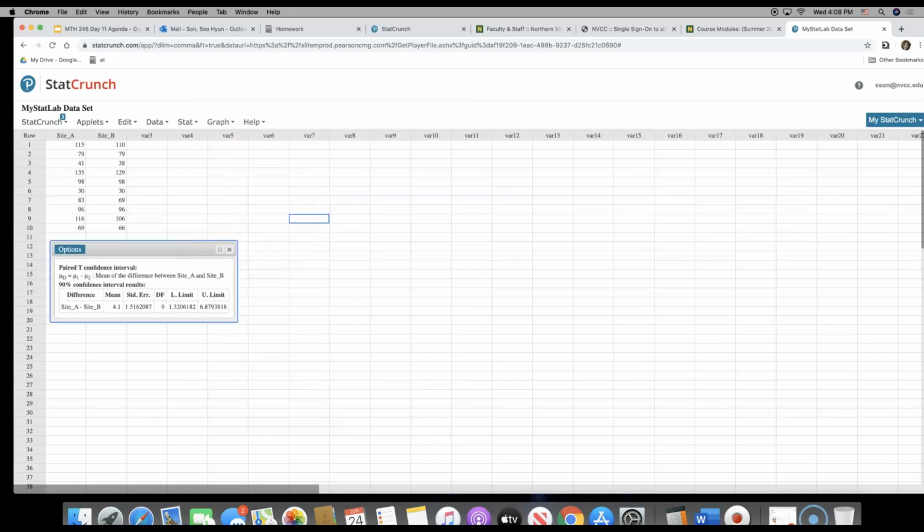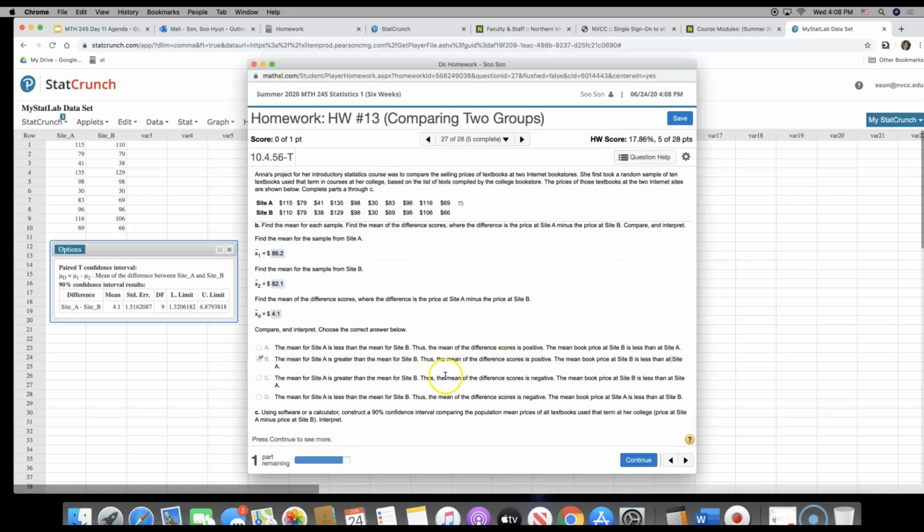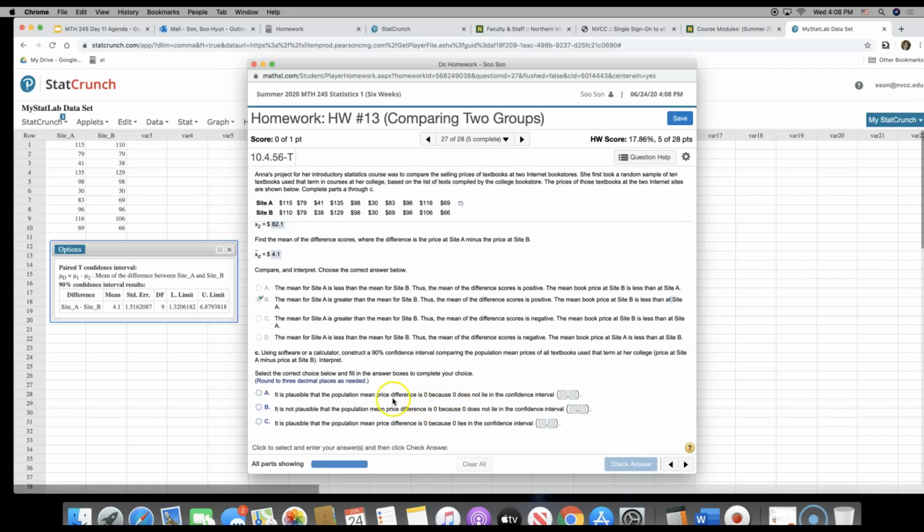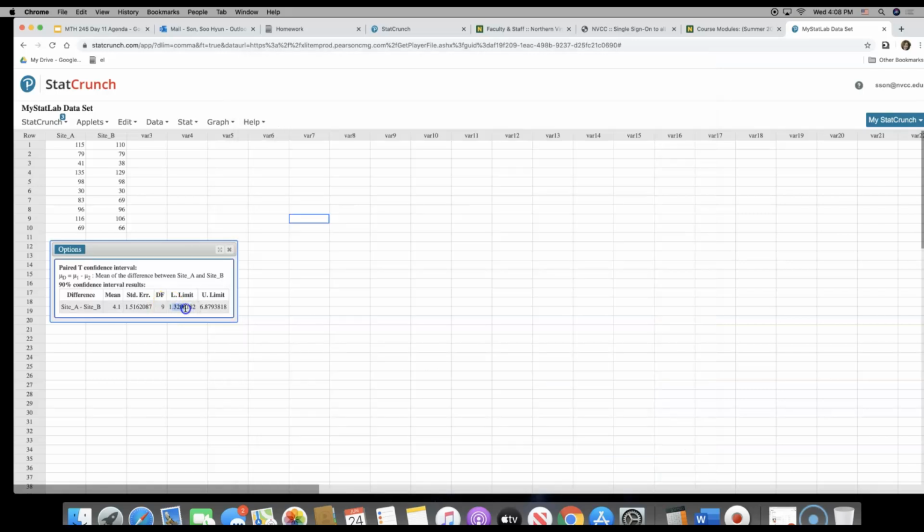Here is my confidence interval. I'm going to go ahead and type that answer in here. So they got 3 blanks. What are we doing here? Oh, we have to read and see which one is the best. Now, let's take a look at these limits here. Lower limit is 1.32. Upper limit is 6.8.